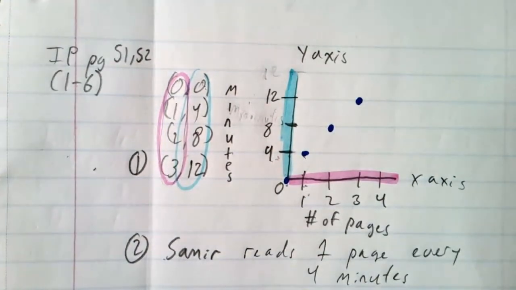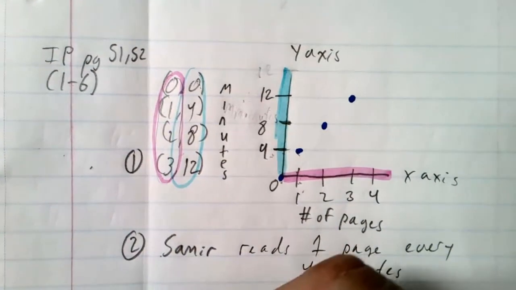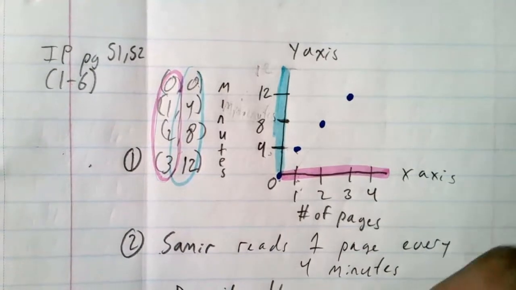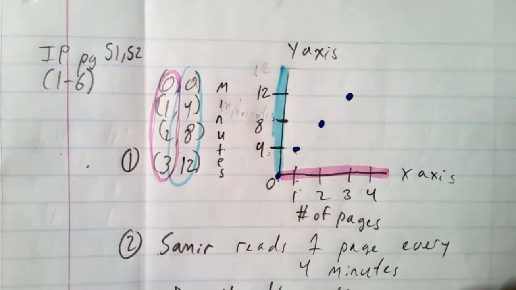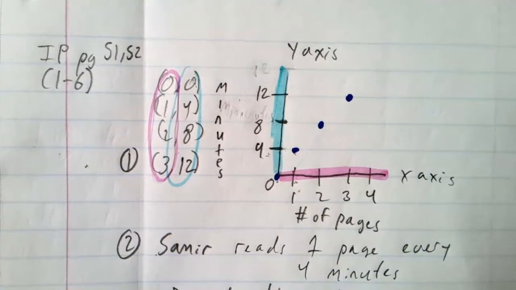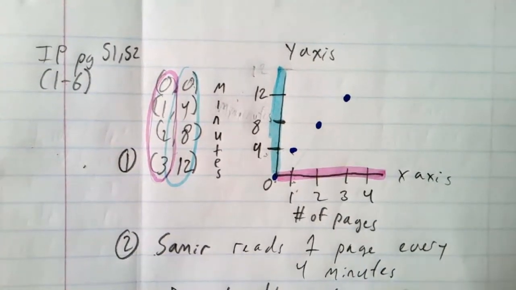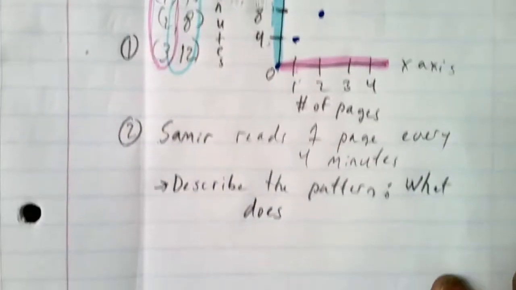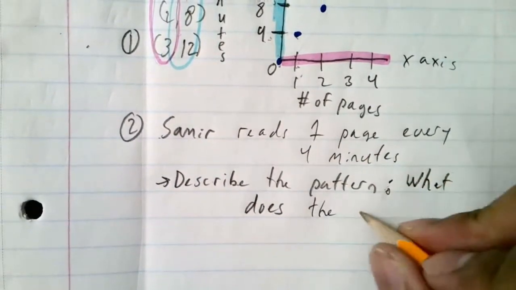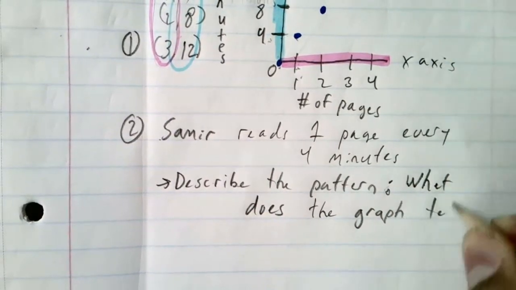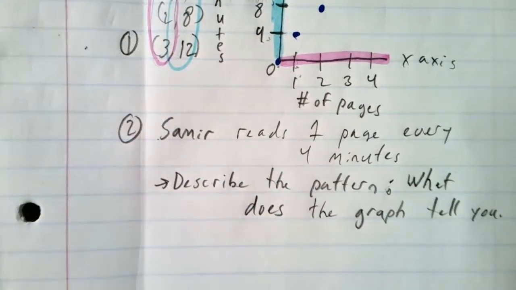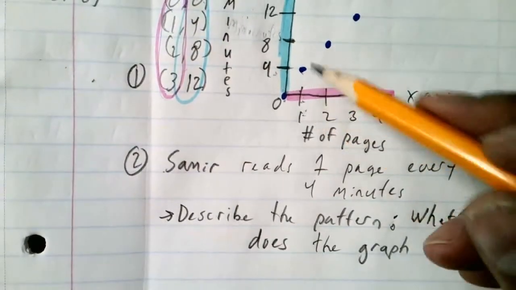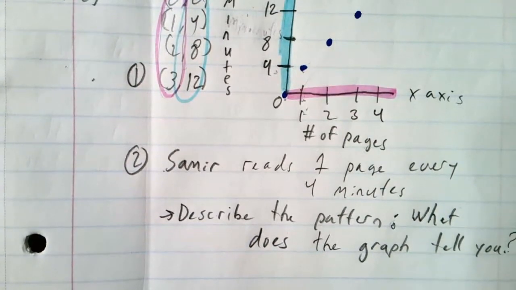And that's number 2. So when it says describe the pattern, let me write this down. Describe the pattern. The easiest thing to do would be to answer this question: What does the graph tell you? Very simple. Okay? And we answer that question. The graph tells me that this person reads 1 page every 4 minutes. All right, number 3.